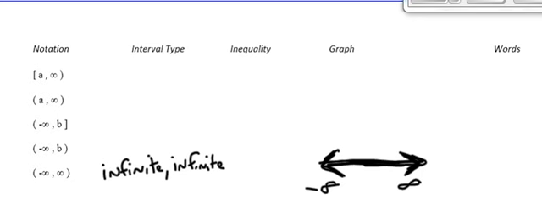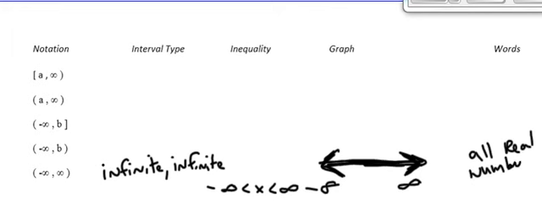If you wanted to write the inequality, you could do negative infinity to infinity as well. That would be fine. It's more important that you understand the words in this situation, because the words are going to be all real numbers. You could say all the numbers from negative infinity to infinity. That would be okay words as well, but it's really important that you understand when I'm talking about all real numbers, that we're talking about all the numbers from negative infinity to infinity. We're talking about everything that fits on the number line.